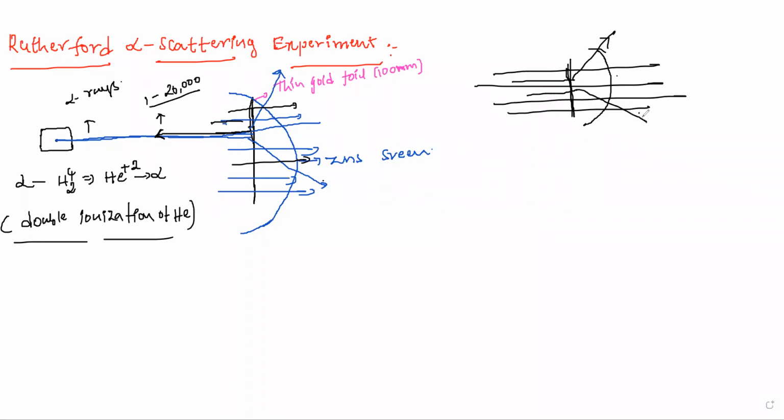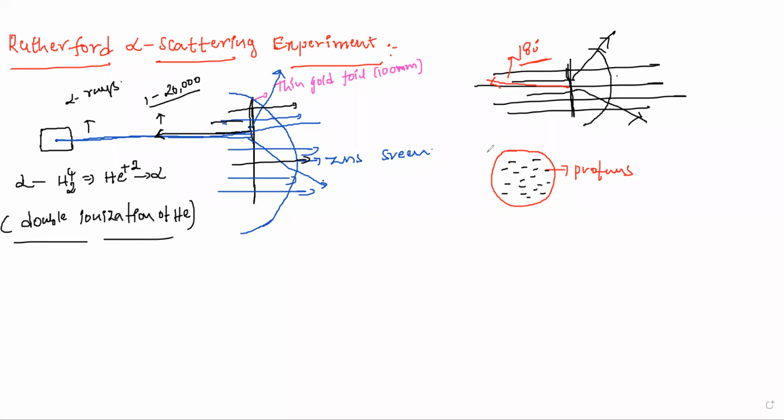Very few are deflected at some angles, and 1 out of 20,000 alpha rays will come back exactly 180 degrees. So why did Rutherford do the alpha scattering experiment? J.J. Thomson said the atom is of spherical shape, most of the atom is completely occupied with positive charge, and the electrons are embedded in it like seeds.